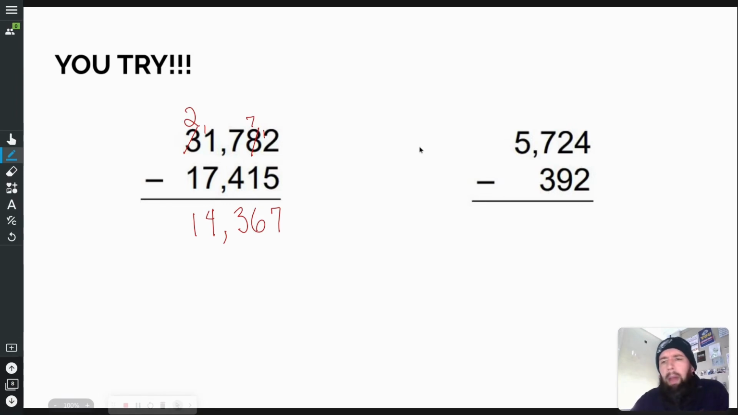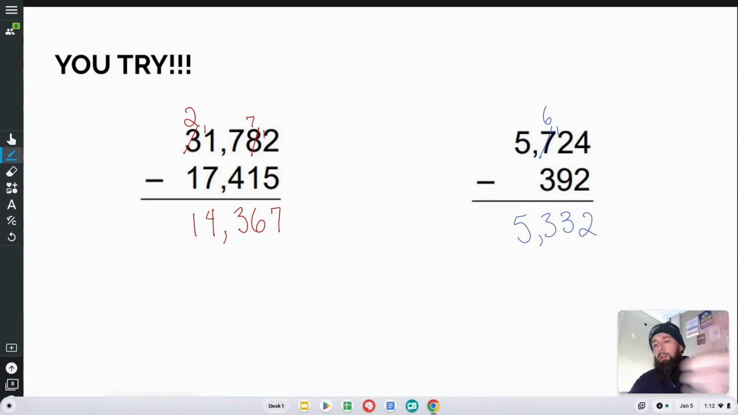This one's not so bad. This one actually looks friendlier than that one. 4 minus 2 is 2. 2 minus 9, can't do it. Borrow from 7, make you a 6. So 12 minus 9 is 3. 6 minus 3 is 3. And 5 minus nothing there is 5. So we end up with 5,332.